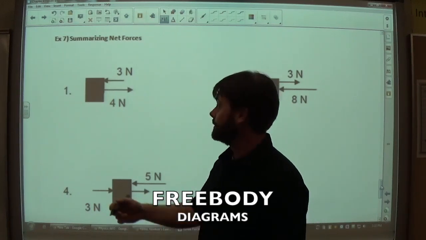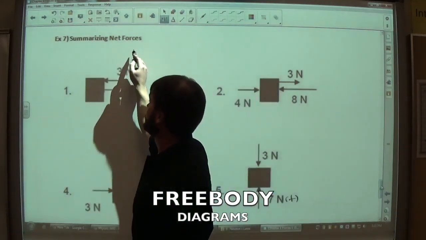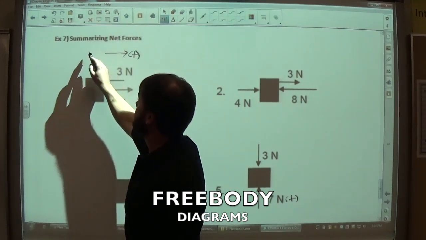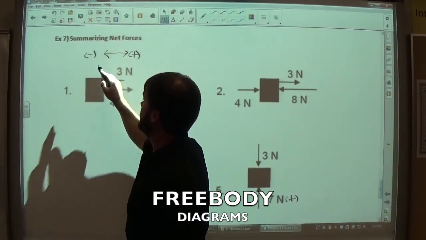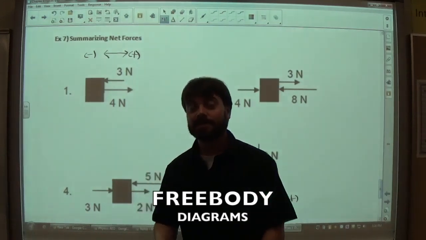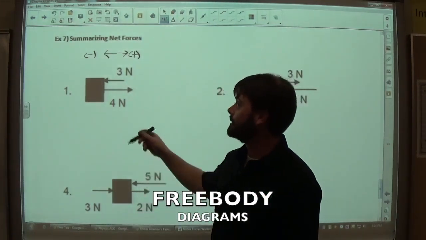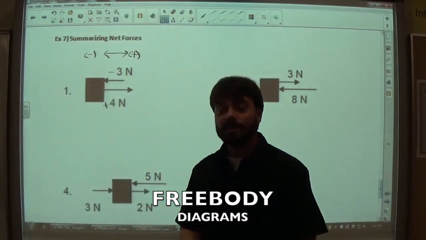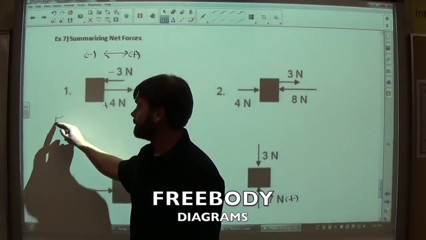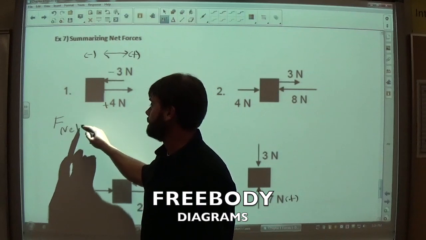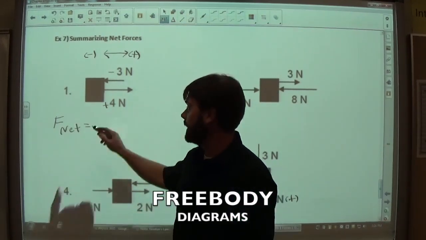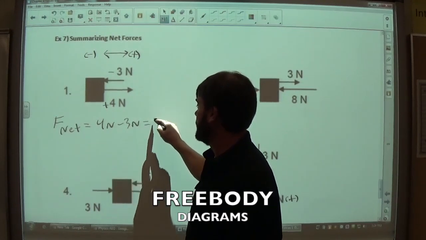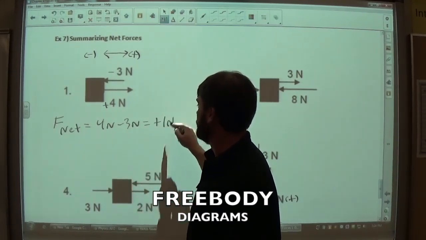So I'm going to denote the right direction to be positive. I'll take a little arrow and point it to the right, and I'm going to call this positive, and I'm going to call this negative. So it'll look something like this. Now, when I go to sum up my forces, I know that the 3 is really a negative and the 4 is really a positive. So when I go to find the net force, you literally sum up the forces. We have 4 newtons minus 3 newtons, which means my net force is a positive 1 newton.